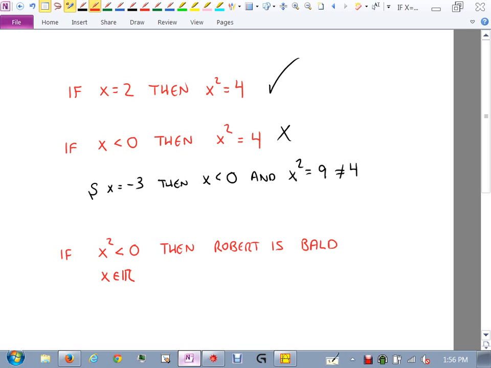If I square a number, it should always be positive, right? As long as it's a real number. If they're imaginary numbers, we know i squared is -1, but that's a long time ago. All right, we won't even talk about that. So if it's a real number, x squared less than 0.